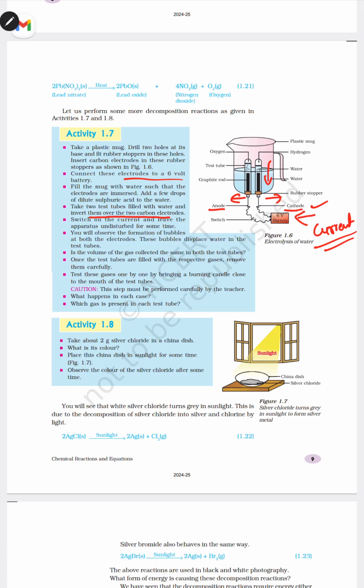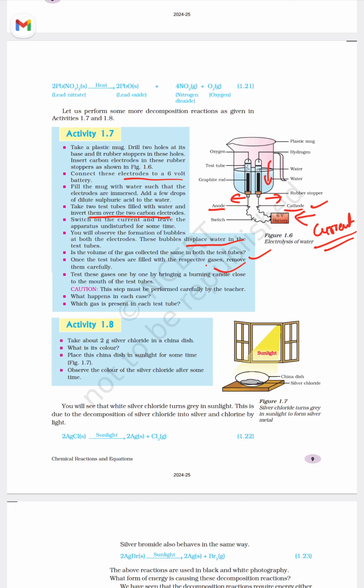You will observe bubbles at both the electrodes; some gas is getting released. These bubbles displace water in the test tube. When the bubbles are getting formed, you will observe some movement inside the water. Is the volume of gas collected in both the test tubes the same? That you have to observe; it won't be the same, right? Once the test tubes are filled with the respective gases, remove them carefully. Test these gases one by one by bringing a burning candle close to the mouth of the test tubes.